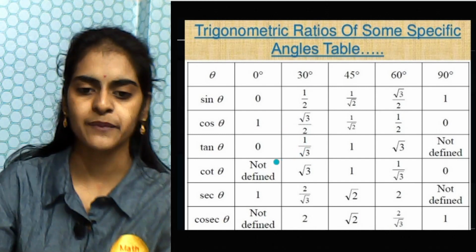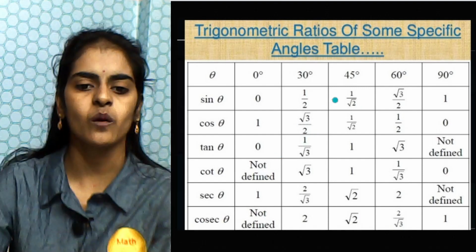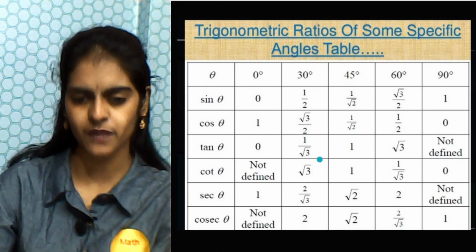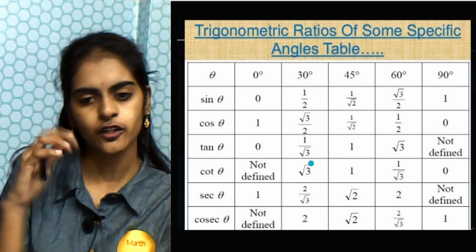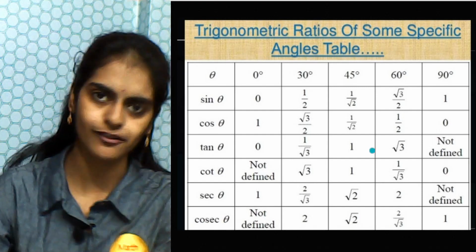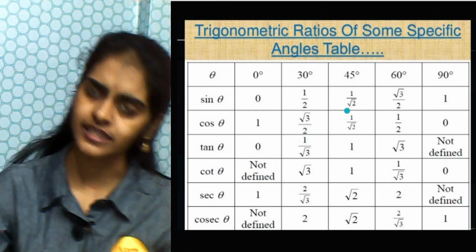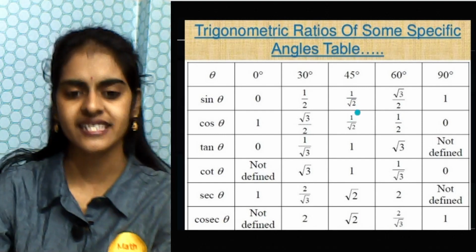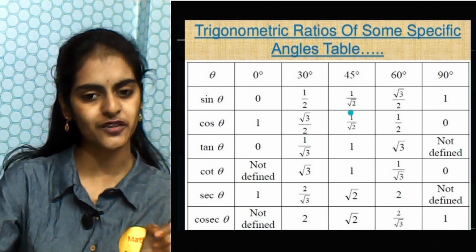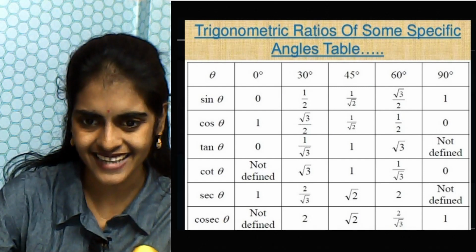Understood? Now I'll tell you one derivation: how are we getting these values? These derivations are not asked in our examination, but for our understanding, to know how we get these values, I'll give you one derivation. The others are in a similar way. Let us start that derivation and then see a super trick of how to remember this entire table. So let's get started.